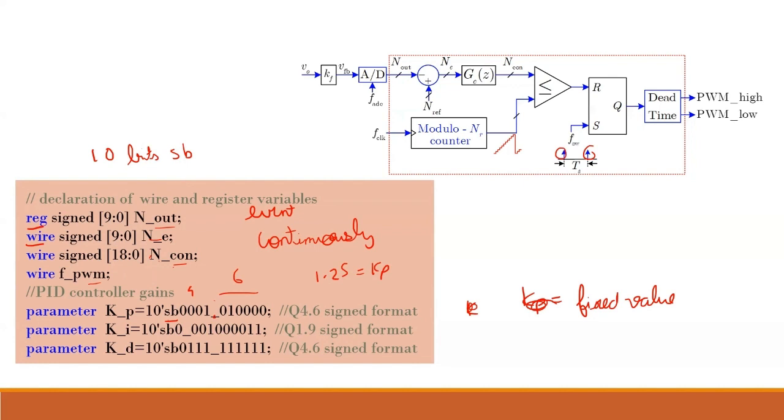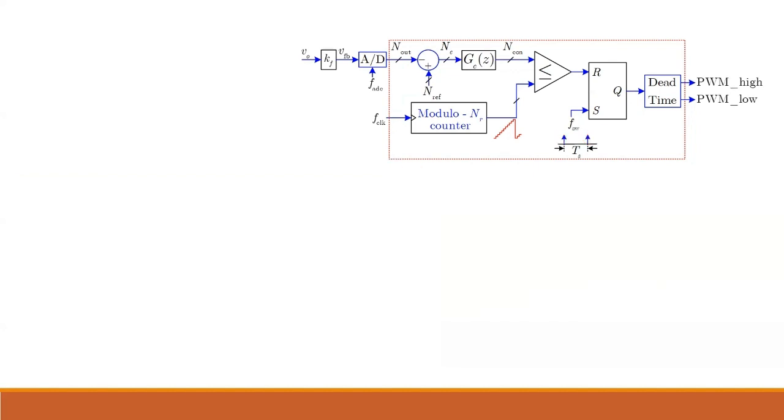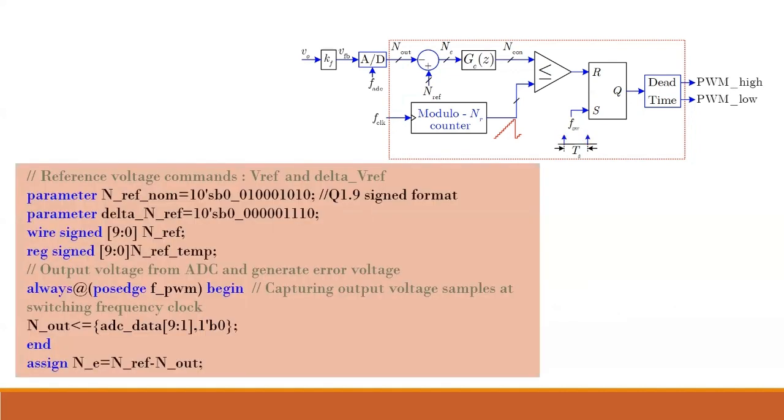Okay, so we define constant values for KP, KI, KD. Then, if you see voltage mode control, it has a V reference, and this is my V output, which comes from my ADC. This is this N reference. Okay, this is my N reference, that corresponds to V reference.